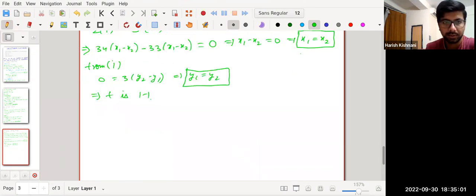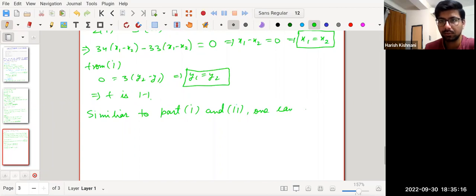Okay, and similar to parts 1 and 2, one can check that f is onto as well.